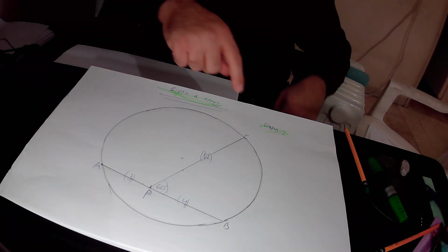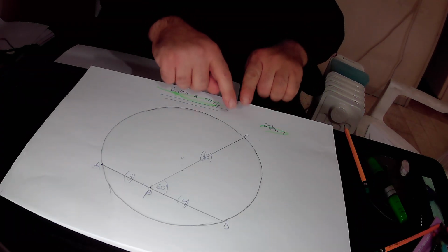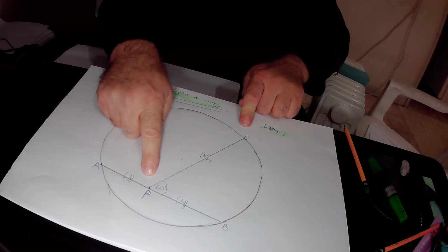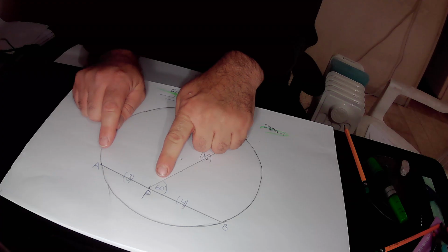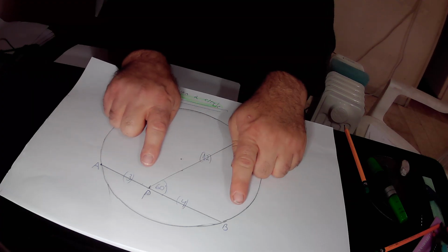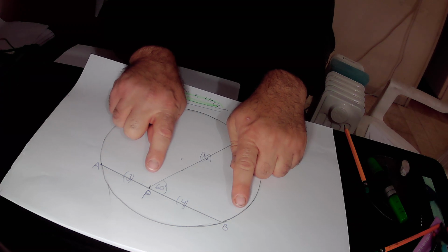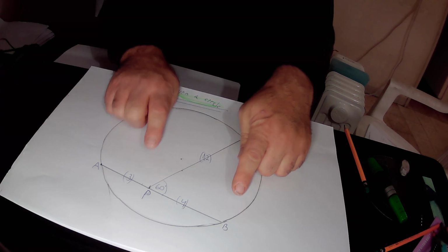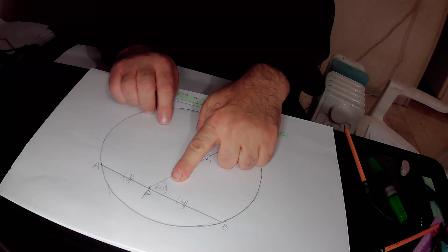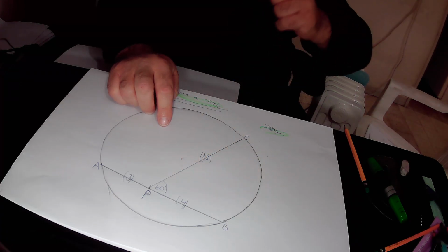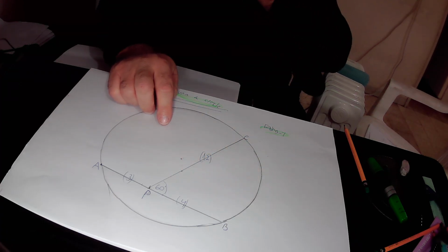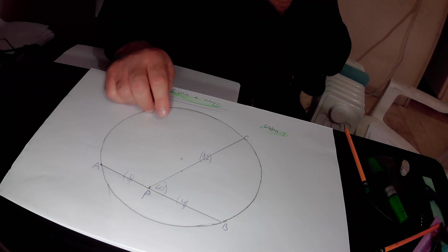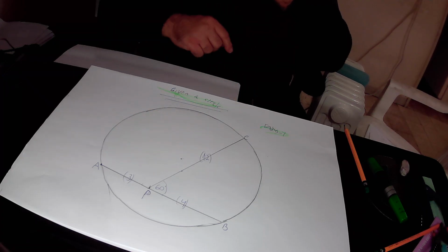In the drawing, we have a circle. This is line CP, equal to 12 units in length. This is line AP, equal to 4 units in length. This is line PB, equal to 4 units. This is angle CPB, equal to 60 degrees. Again, our task is to find out the radius of this circle.